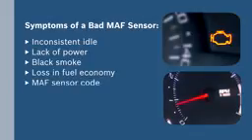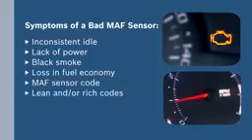airflow sensor. The symptoms of a bad MAF sensor include a rough or inconsistent idle, a lack of power upon acceleration, black smoke coming from the tailpipe, loss in fuel economy, a MAF sensor code, lean and/or rich codes, or fuel trim codes.